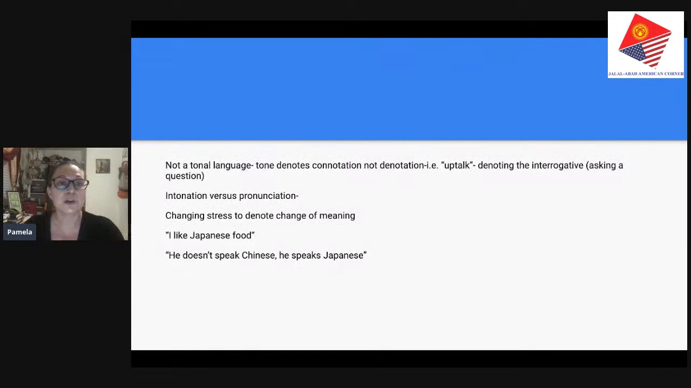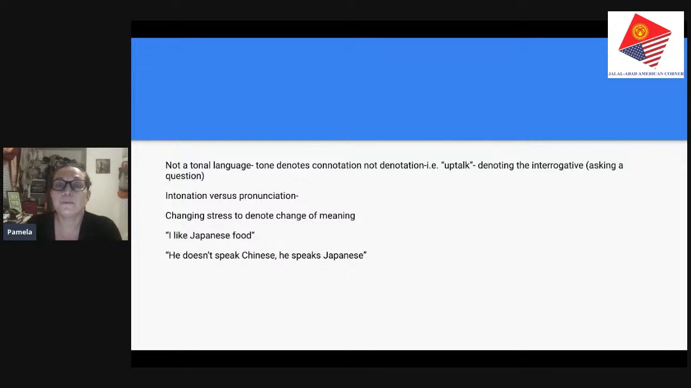Okay, so English, there's a lot of Asian and I believe some African languages that are tonal, where the tone denotes the meaning rather than the context. So in English, the tone denotes connotation and not denotation.